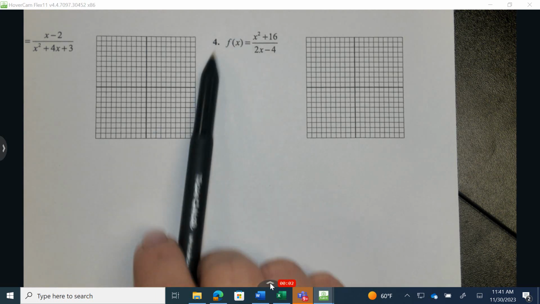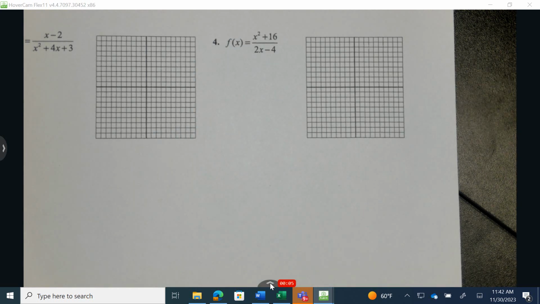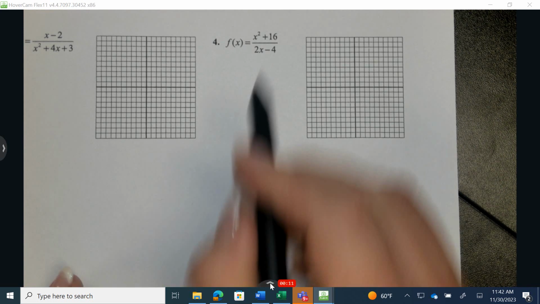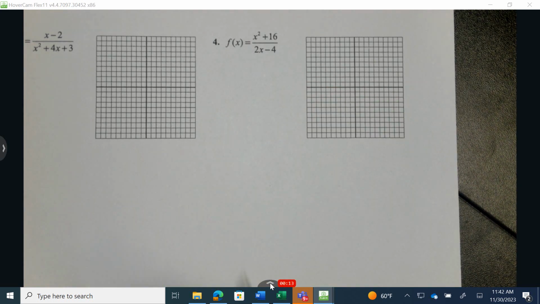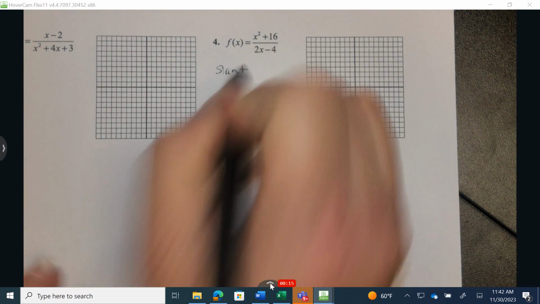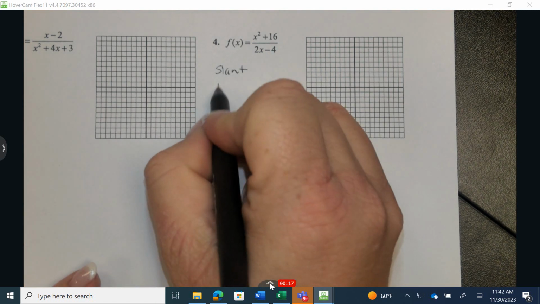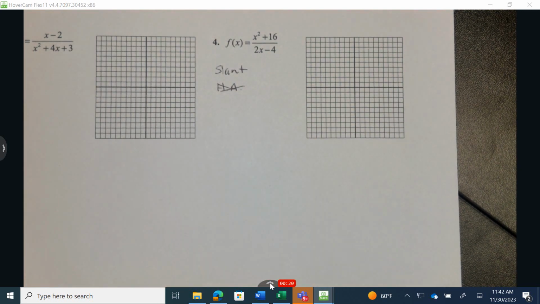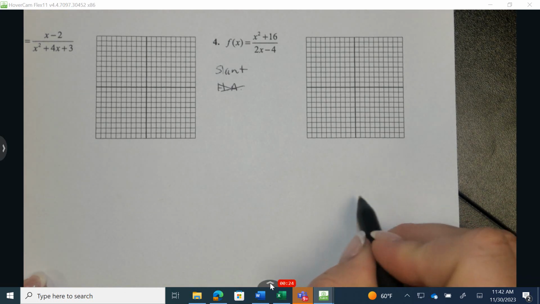Number 4, from rational functions, number 2, we're graphing this without the assistance of a graphing calculator. Notice that the degree on top is a 2 and the degree on the bottom is a 1. And so I already know that we are going to have a slant asymptote, also known as an oblique asymptote. When that occurs, there is no horizontal asymptote. So let's figure that out by going down to the bottom where I have a little more space.